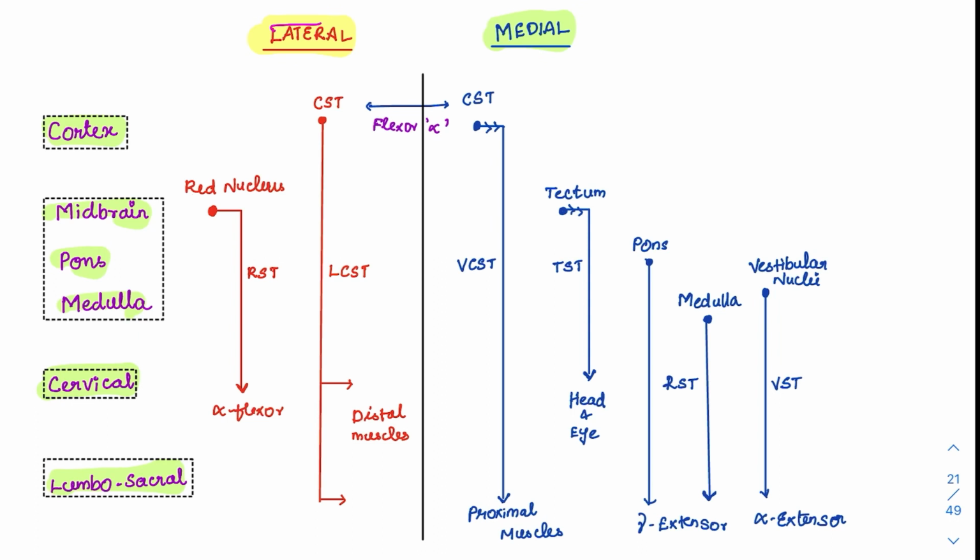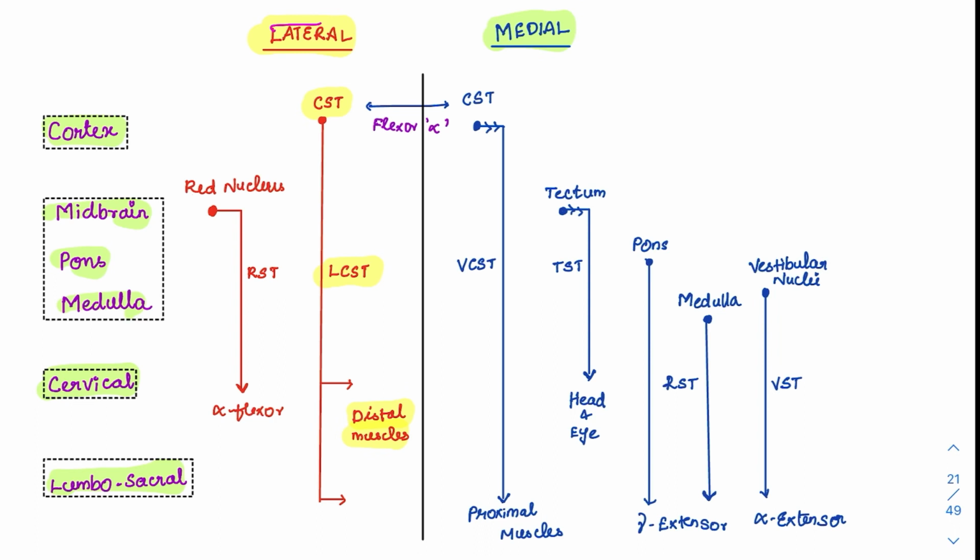Now coming to the discussion specifically of lateral tracts. Lateral tracts are very easy to remember. We have only two lateral tracts. Out of these two, one we have already seen, that is the corticospinal tract, in that, the lateral corticospinal tract. The lateral corticospinal tract is essential for the control of distal muscles.